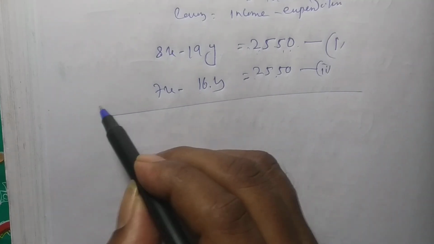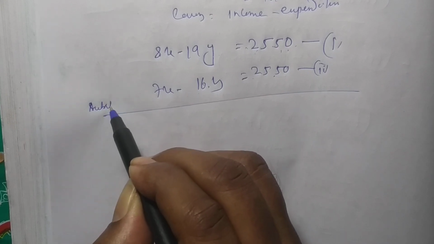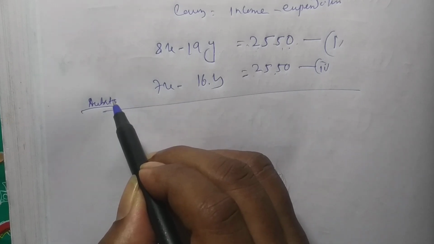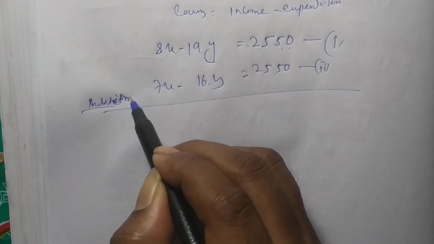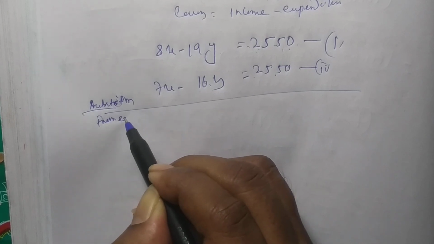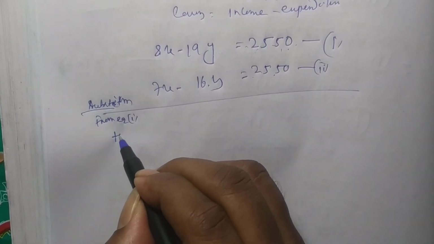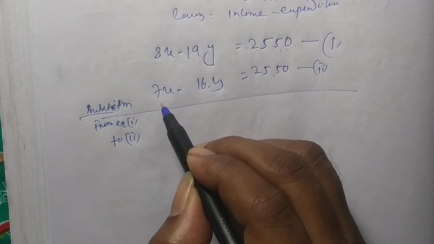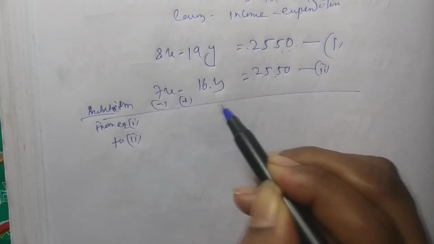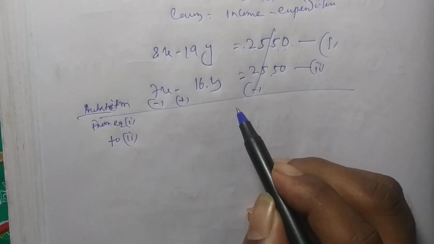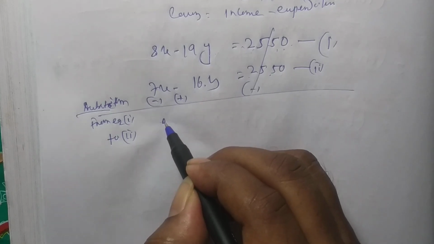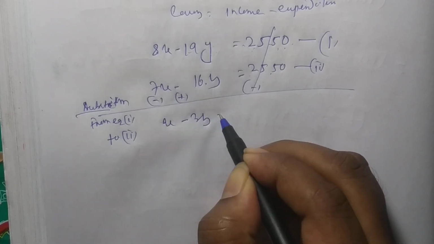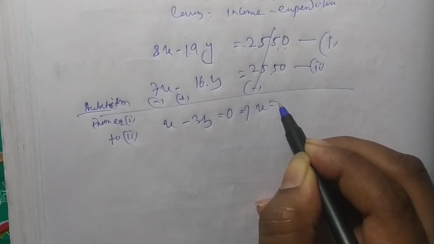Now I am doing subtraction, equation 1 minus equation 2. When you do subtraction, the sign will change. 8x minus 7x is x, minus 19y plus 16y is minus 3y, equal to 0. That means x is equal to 3y.